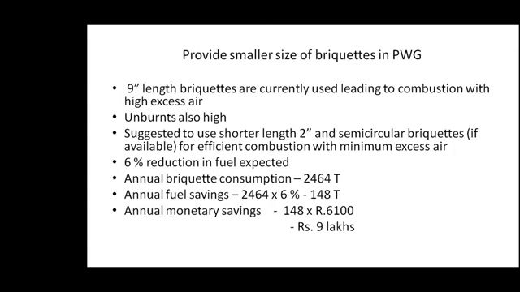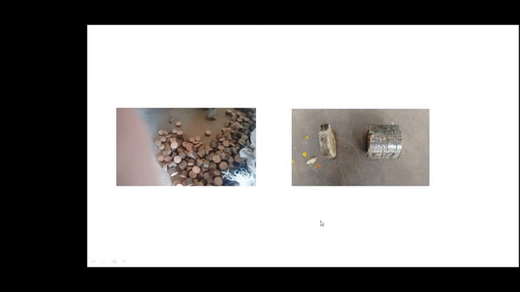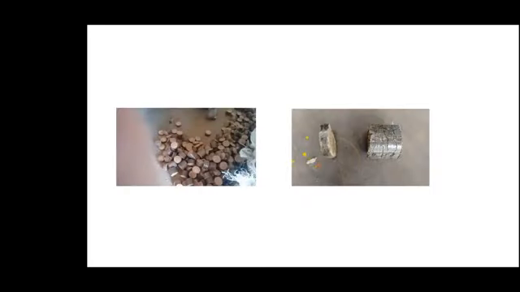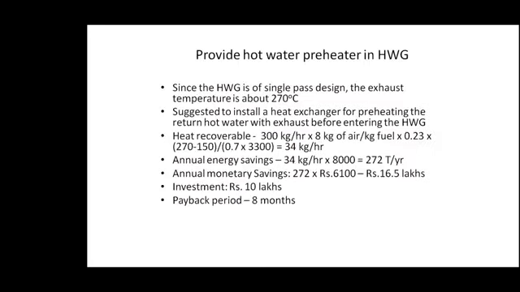So we reduced the particle size, and we expected a 6% reduction, but what they actually got was much more than this. Even assuming a conservative 6% savings, it turns out to be 9 lakh per annum. That's the saving. So by optimizing the fuel size, this is one case.